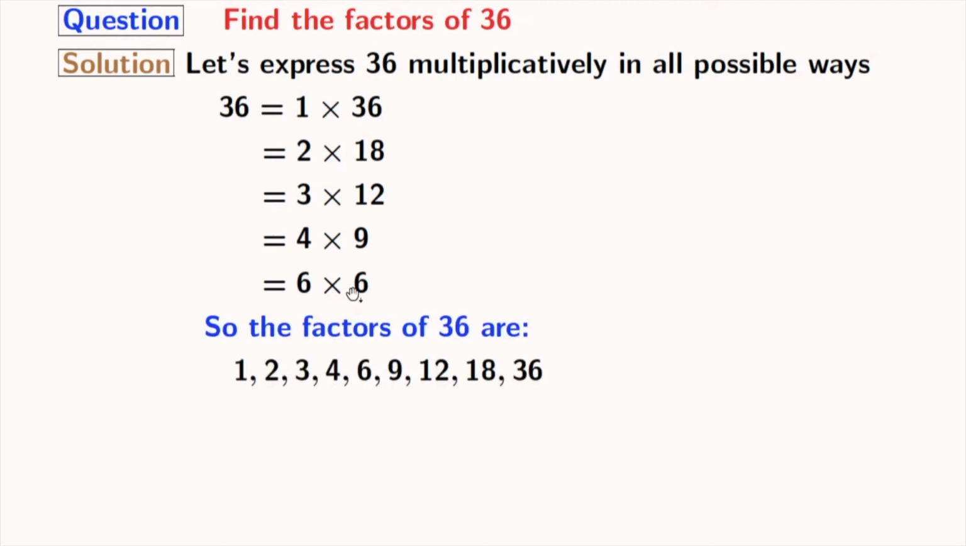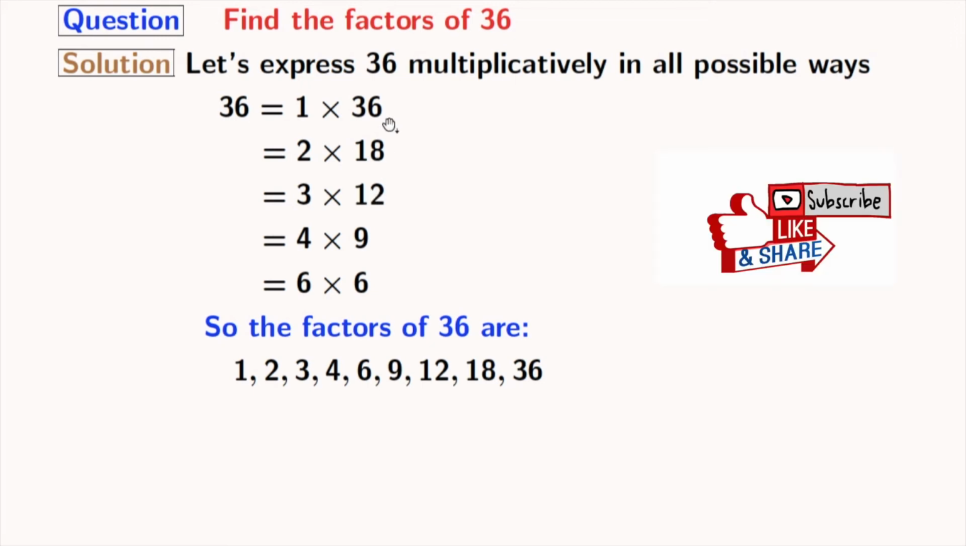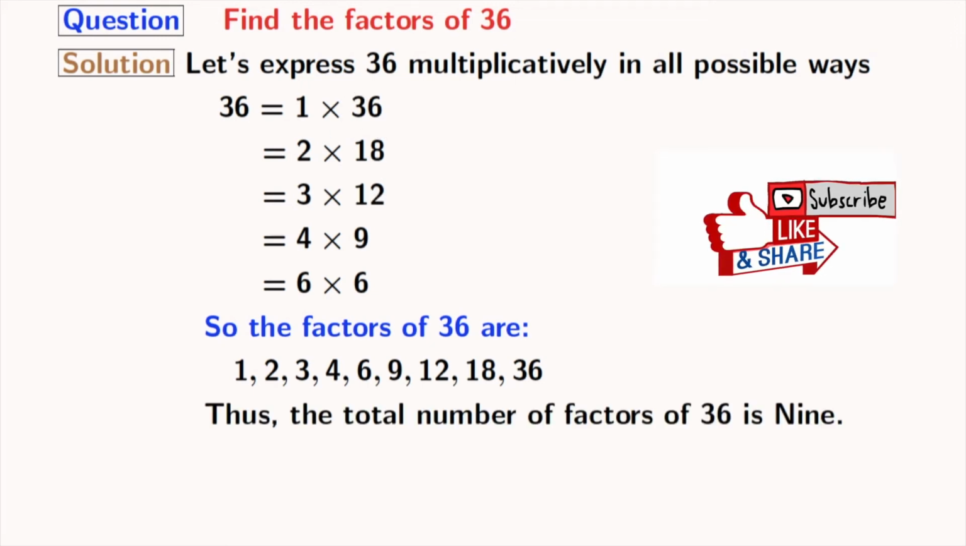So look that we have obtained the factors of 36, which are 1, 2, 3, 4, 6, 9, 12, 18 and 36. Therefore, the total number of factors of 36 is 9.